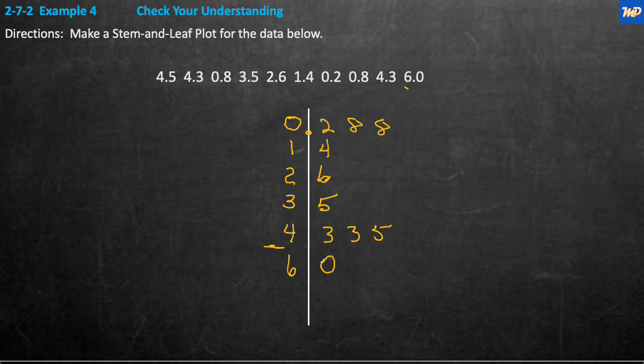6.0. Okay, so that's it. Each one gets a value in there. There are no 5-point values, but there are 2 zeros, 3 zero values, 0.2, 8, and 8. Then there are 1.4, 1.6, 2.6, 3.5, 4.3, 4.3, and a 4.5, and a 6.0.